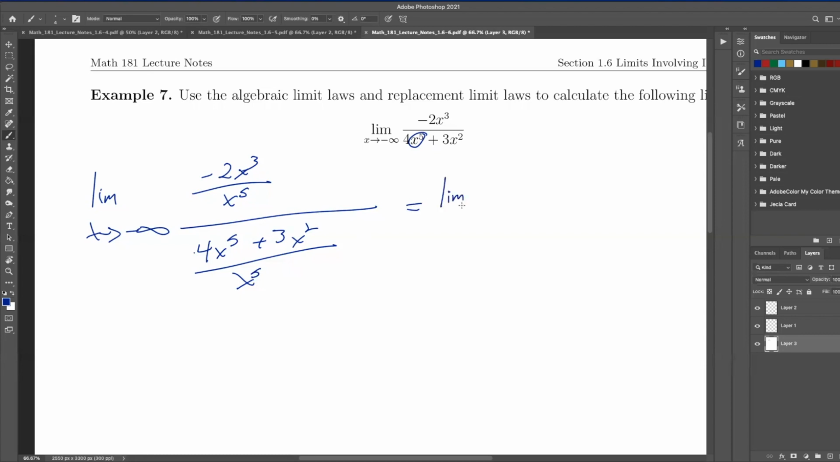We'll simplify. So the limit as x approaches minus infinity, here I'm going to have minus 2 over x cubed, divided by 4 plus 3. This is a squared, so this gives me 3 over x cubed.